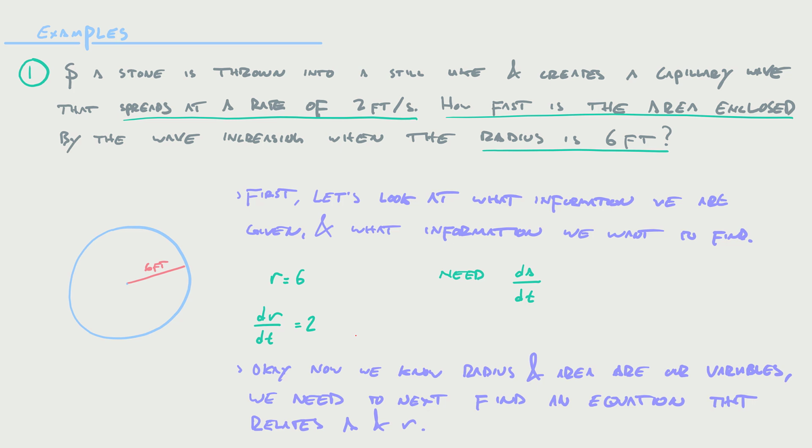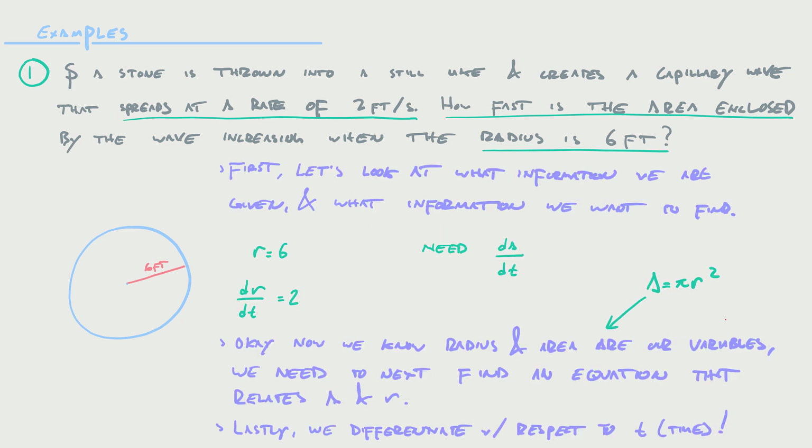The next thing I do is find an equation that relates these base variables that we have. In particular, in this case, we have an area and we have a radius. Well, in this example, that's just the area formula for a circle. Area is related to radius by way of the area formula for a circle. A is equal to pi r squared. So that's going to be the thing that we're going to need to differentiate with respect to t, which is my last step. Lastly, we differentiate with respect to t, which is our time variable.